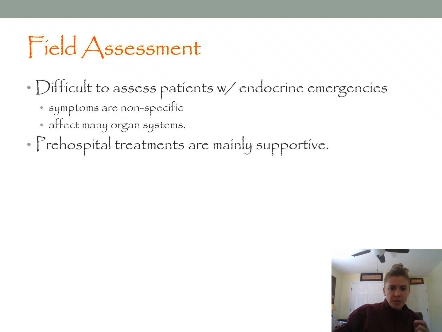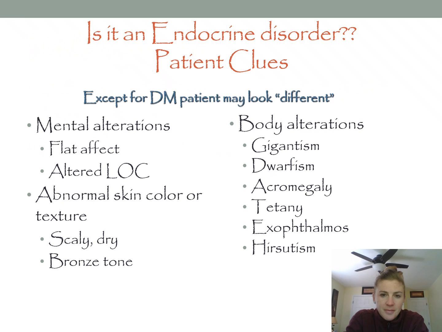Something that's important to note is that individuals having endocrine emergencies most often suffer from an endocrine condition, and they're simply having an exacerbation of their condition. So a lot of people have endocrine disorders. That doesn't mean that they're having an endocrine emergency. So in this list here, I'm giving you some things to look for to maybe key you in that a person might have an endocrine disorder.